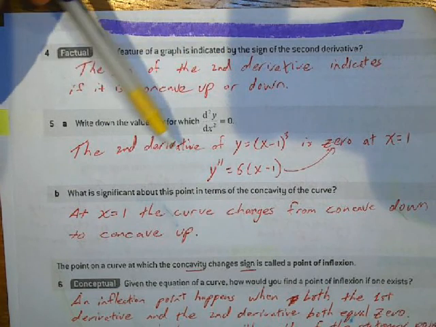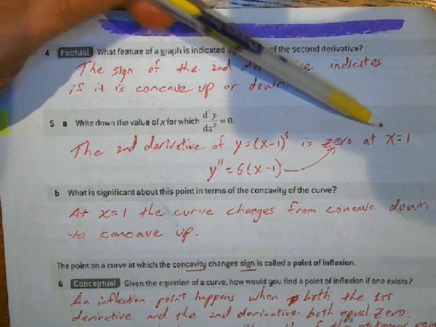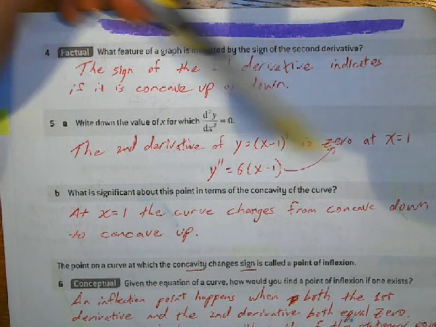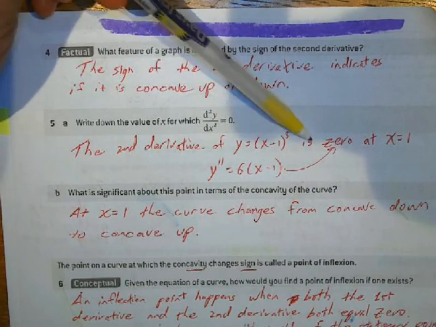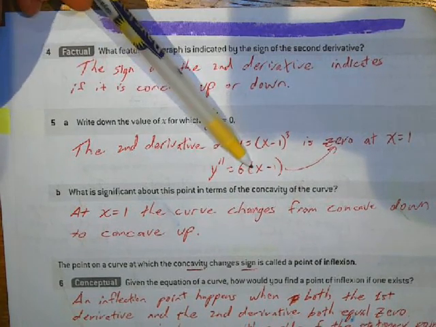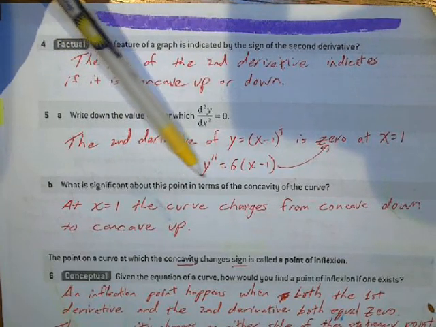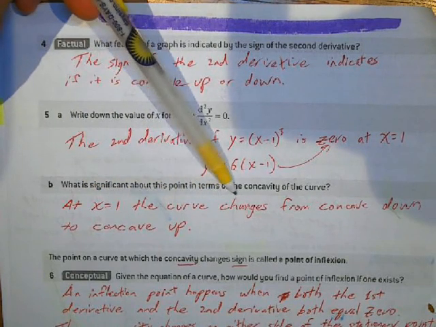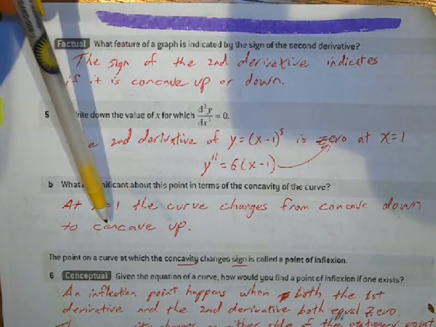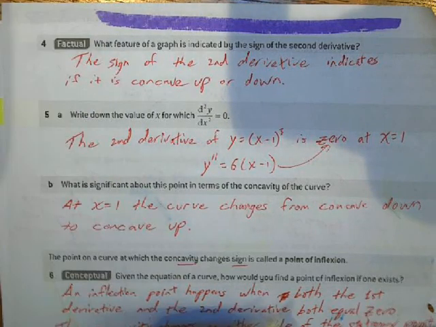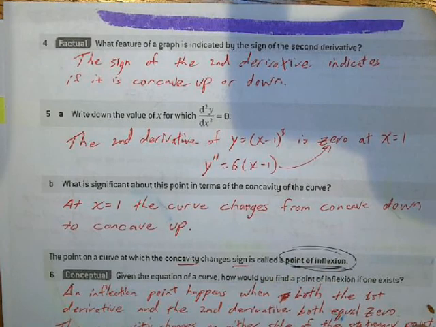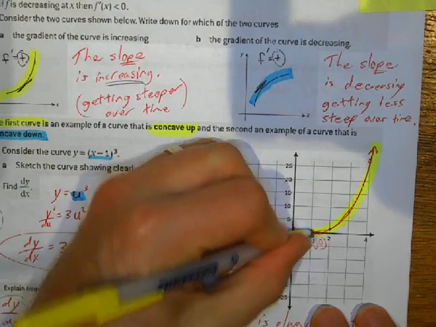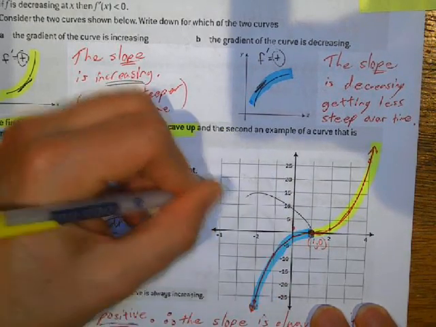So the second derivative of this at x equals 1 is 0. What is significant about this point in terms of concavity of the curve? At x equals 1, the curve changes from concave down to concave up. That point is called an inflection point. In fact, I'm going to write that on here, this first page. This point right here is called the inflection point.